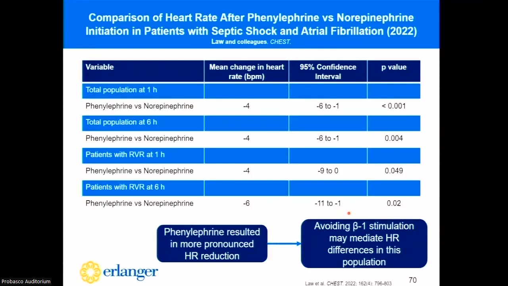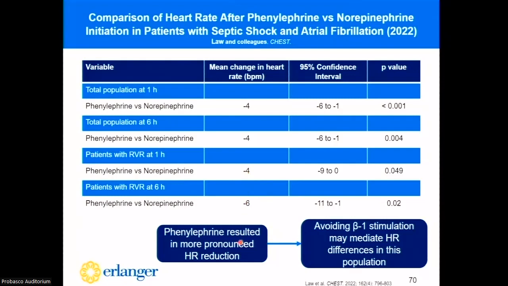So what they found was that there was greater mean heart rate reduction in the phenylephrine group compared to the norepinephrine group. And this was statistically significantly different at 1 and 6 hours in patients with AFib and septic shock. And then in particular, we saw a greater difference in patients that had RVR at 1 and 6 hours. So here, this is a heart rate change typically of less than or reduced by 4 beats per minute with slightly higher efficacy at 6 hours.